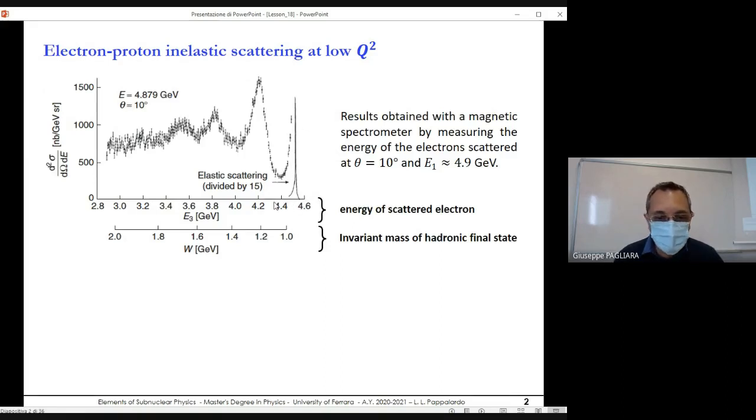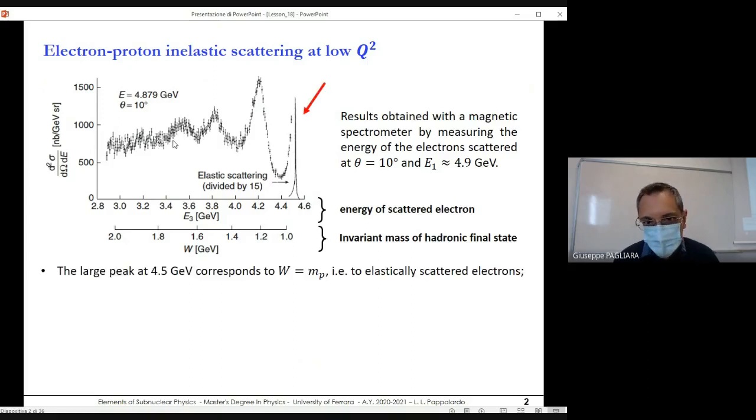Then, as soon as we move to smaller and smaller energies of the scattered lepton, the remaining energy has of course gone to the proton, which can become excited. And in fact, here we observe structures which correspond to excited states of the nucleon, the delta resonances I was mentioning before. Let's discuss them one by one. The first peak here is the elastic peak. It is at 4.5 GeV, and this corresponds to an invariant mass of the hadronic final state just equal to the proton mass. So the proton remains intact and in the ground state.